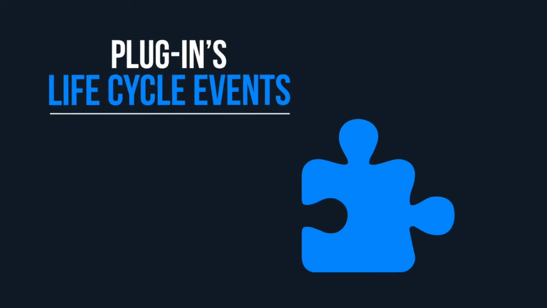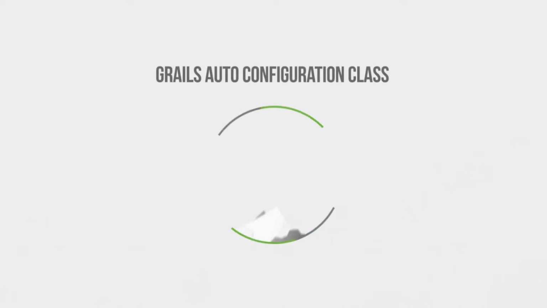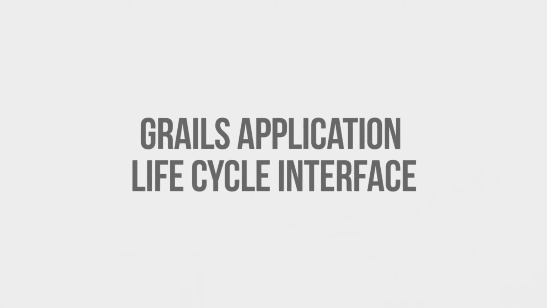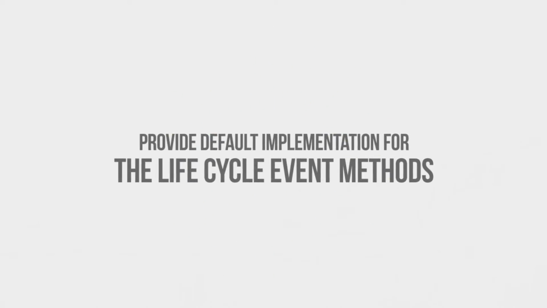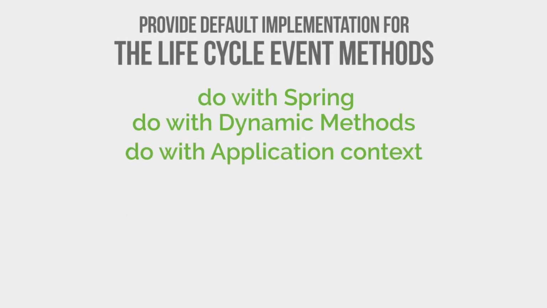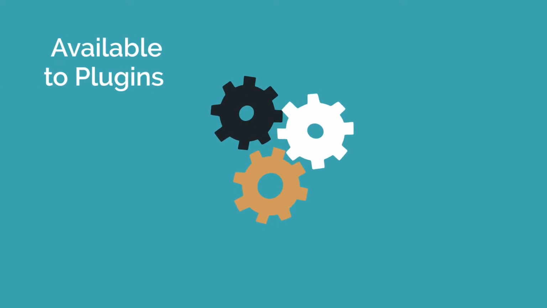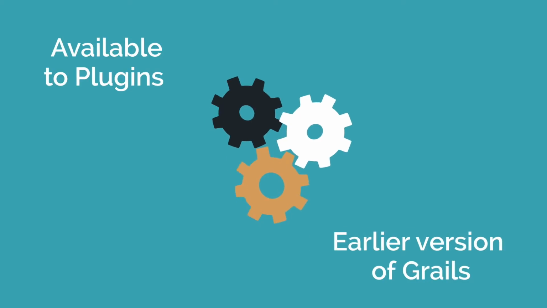Plugin lifecycle events. The main class Application.groovy extends the GrailsAutoConfiguration class, which in turn implements the GrailsApplicationLifecycle interface, and provides default implementation for the lifecycle event methods such as doWithSpring, doWithDynamicMethods, doWithApplicationContext, onConfigChange, onStartup and onShutdown. These methods were available to plugins only in earlier versions of Grails.